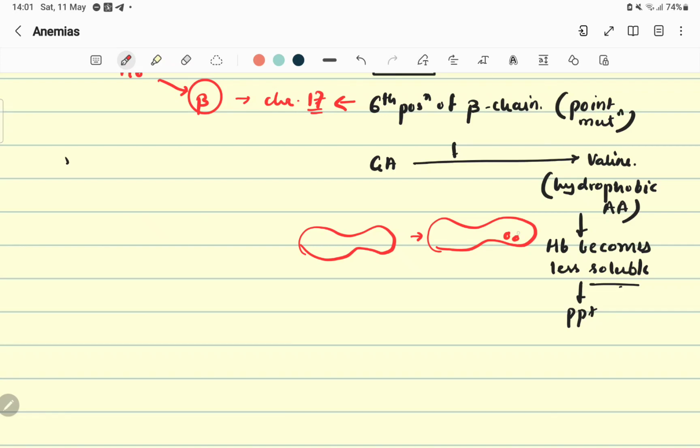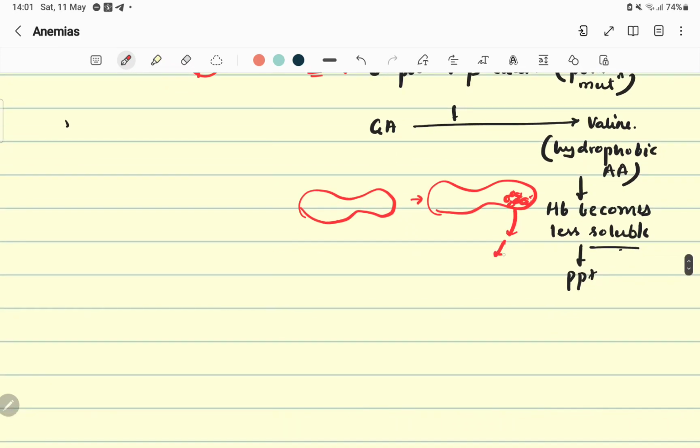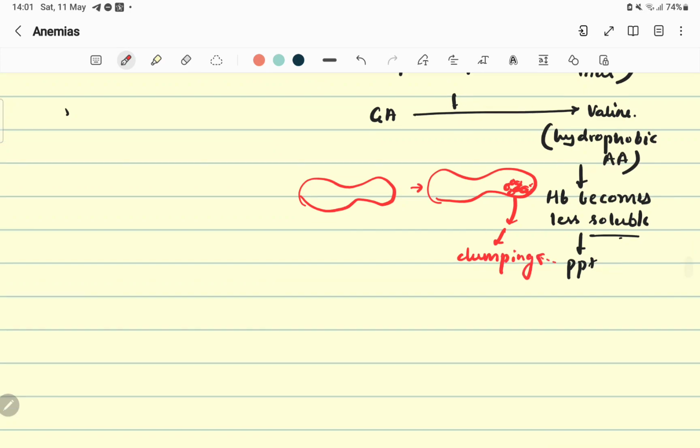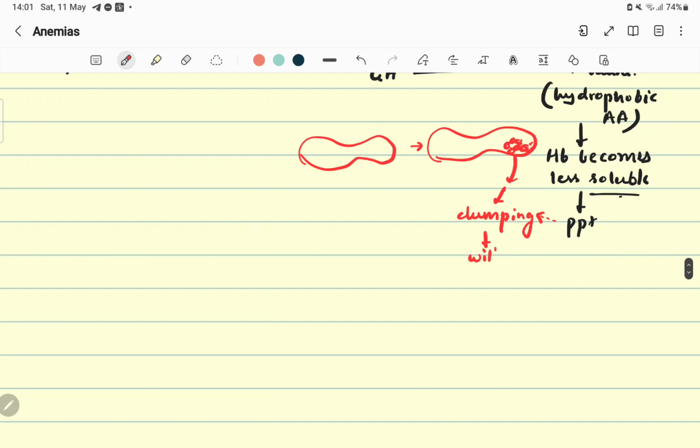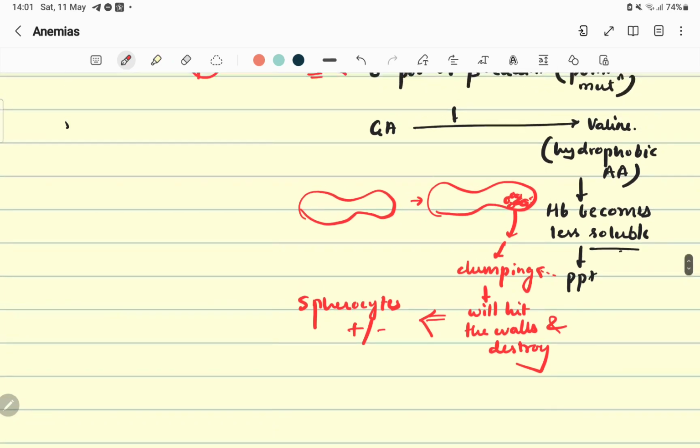So this type of clumping will be there, and clumps of RBC will form. These clumps will hit the walls and destroy. Here also you can see spherocytes. They may be present or absent. It can technically form spherocytes.